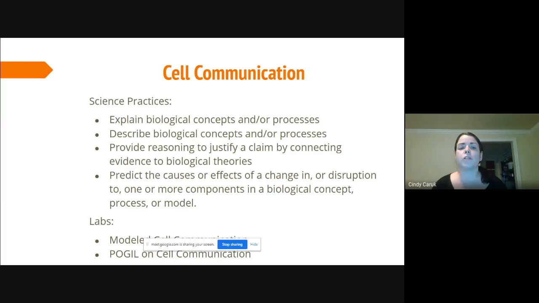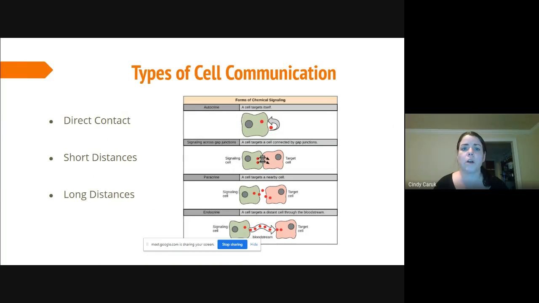So you have your explaining biological concepts or processes as well as describing them. You're also justifying a claim by connecting it to evidence and predicting causes and effects when you change a component of a system. And for cell communication, we modeled cell communication, and we also did our POGL on cell communication as well. So we looked at 3 types of cell communication.